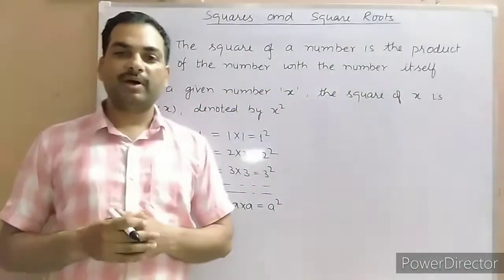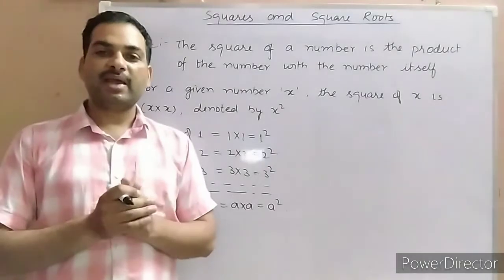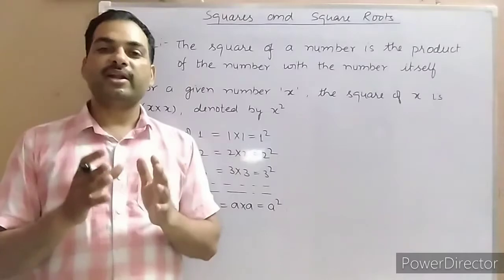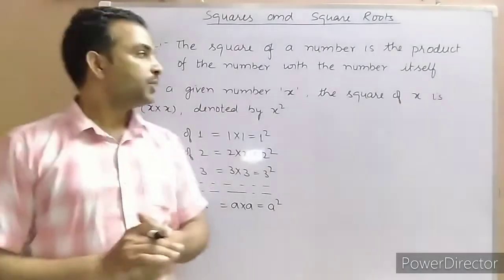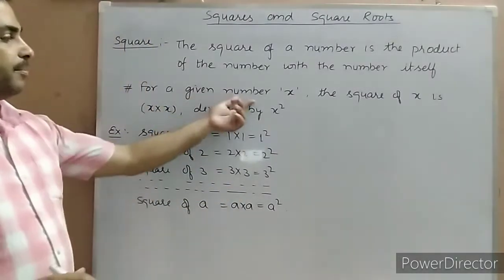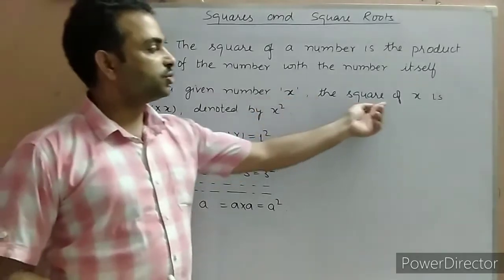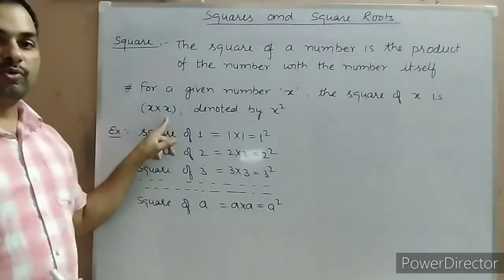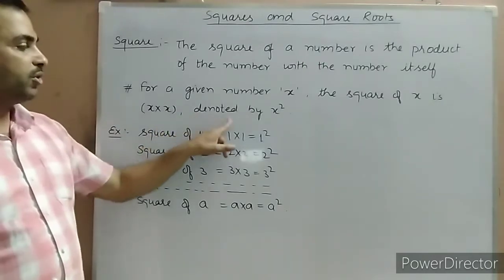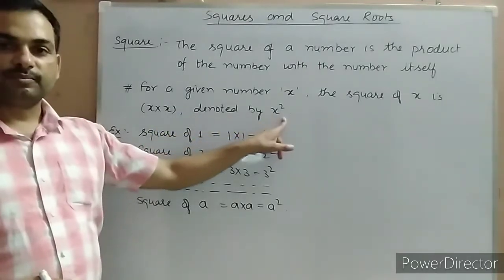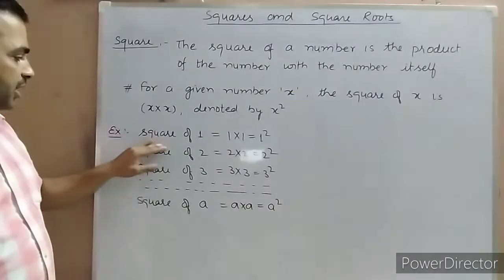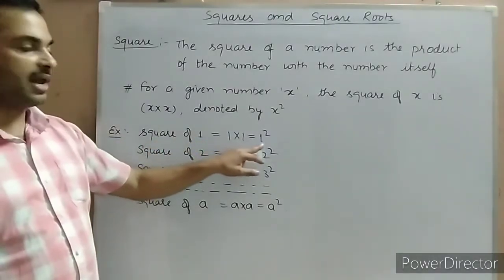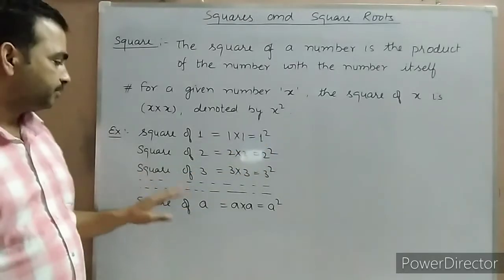If we have a number, then if we multiply that number with itself, the same number, then we get the square of that number. For a given number x, the square of this number x is x into x, denoted by x square. For example, square of 1 is equal to 1 into 1, we can write it as 1 square.